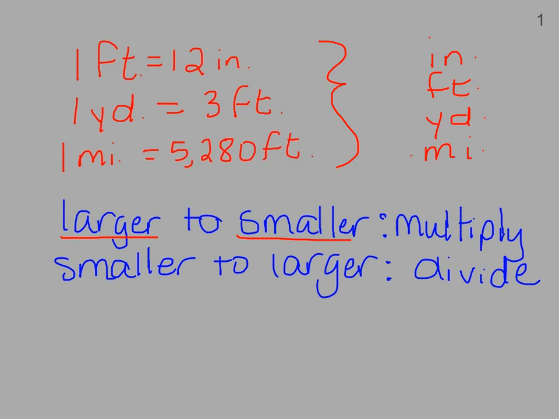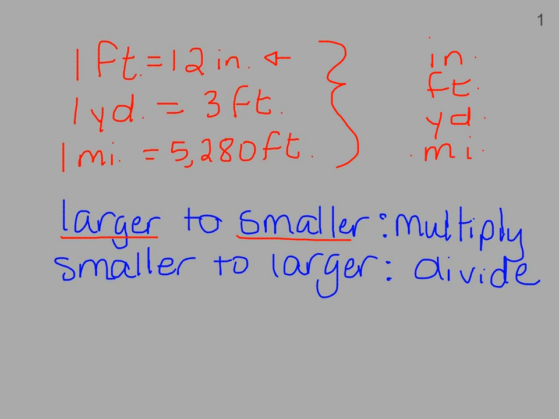To go from a smaller measurement to a larger measurement, say you had the number of inches and wanted to go to the number of feet, you're going in the opposite direction, so you're going to divide, because every 12 inches equals 1 foot. So if you had, say, 24 inches, the first 12 inches is 1 foot, and the second 12 inches is the second foot, so it would just be 2. You'd be dividing 24 by 12.